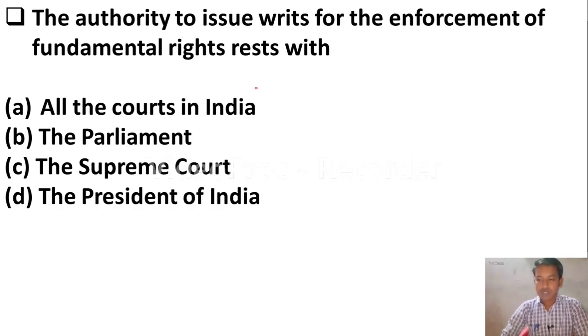The next question is: the authority to issue writs for the enforcement of fundamental rights rests with option A, all the courts in India; option B, the parliament; option C, the Supreme Court; option D, the president of India.